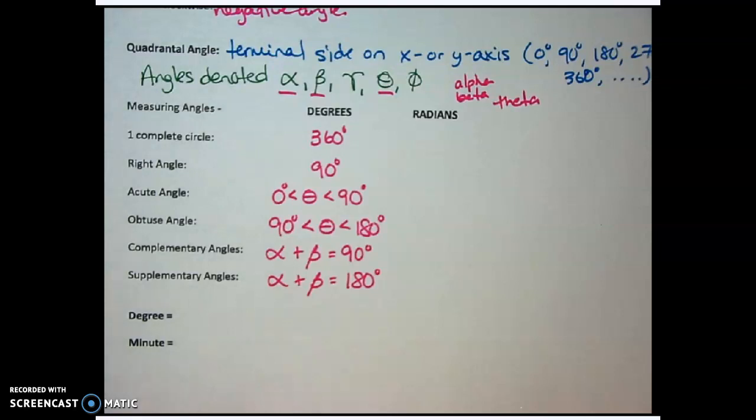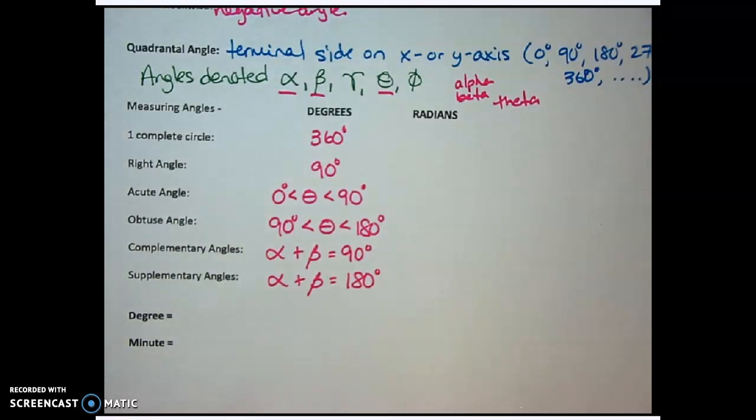We're using alpha and beta. If you noticed here, I used an acute angle. I said theta is between 0 and 90, and for an obtuse angle, theta is between 90 and 180. Complementary angles, alpha plus beta, have to add up to 90 degrees, and supplementary is alpha plus beta equals 180 degrees.